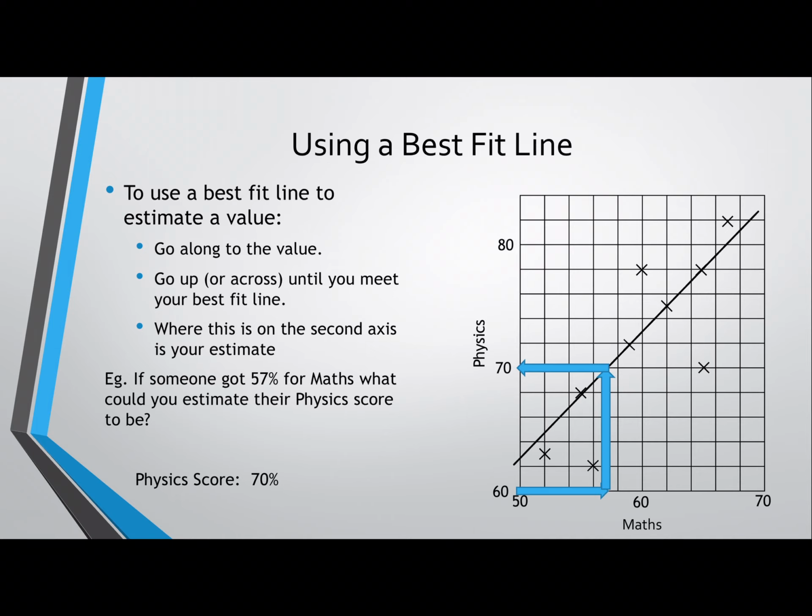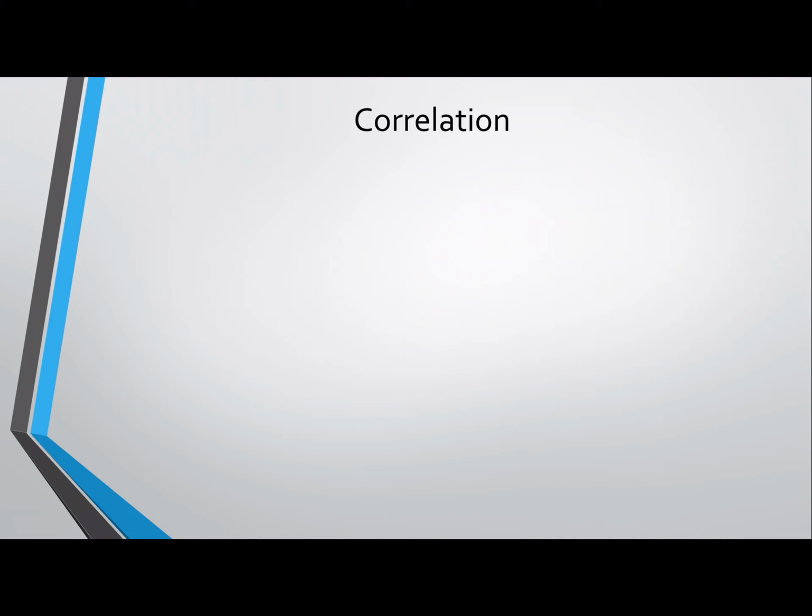But you need to expressly write what the physics score is as 70%. I know that's the case for National 4 Maths at least. Right, so we've used a best fit line. Last thing we need to talk about is correlation.